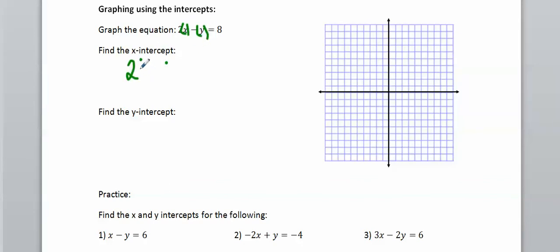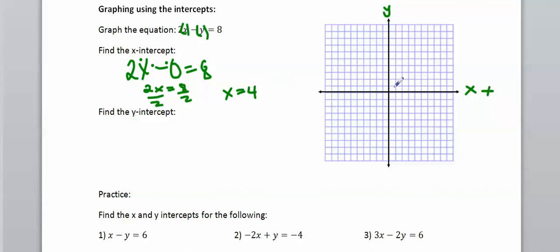I get 2x minus 0 is equal to 8. Then, well, that 0 goes away, so I've got 2x equals 8, and divide both sides by 2. X equals 4. Good. So I've got my x-intercept, which is nice because I have an x-axis here. Remember, your y-axis goes up and down, x-axis goes left to right. Well, this is a positive 4. X in the positive direction is to the right, so I'm going to plot 1, 2, 3, 4. I'm going to plot it right there.